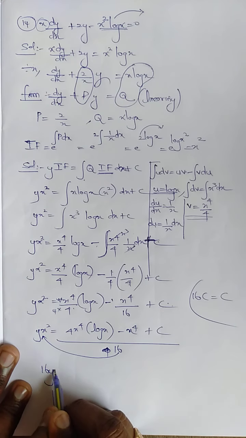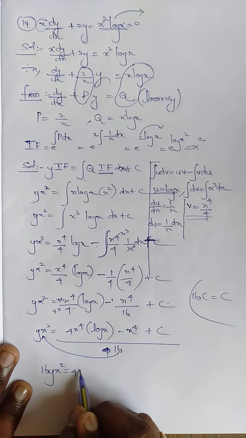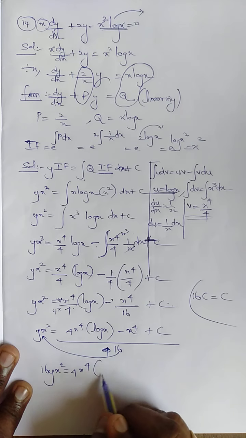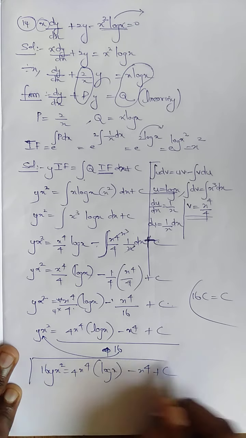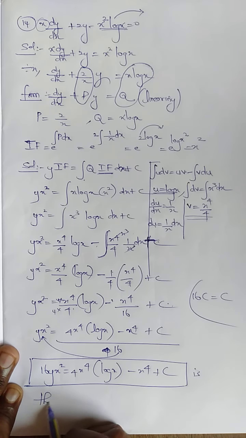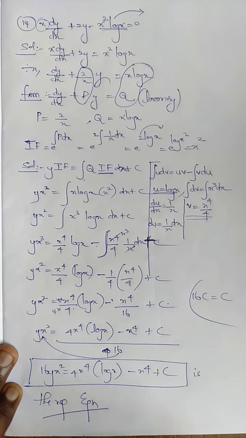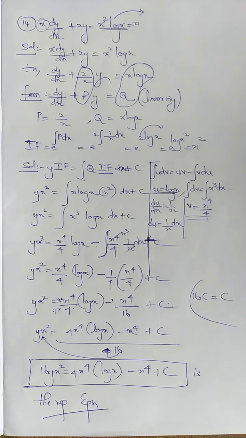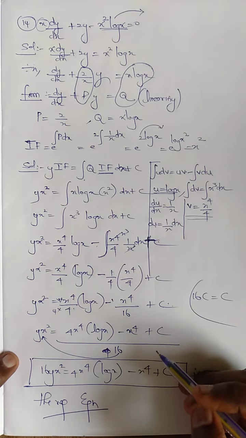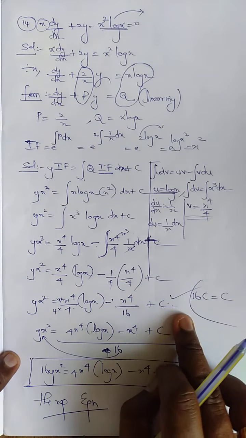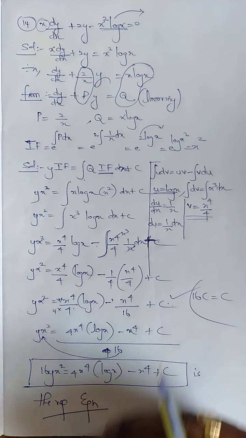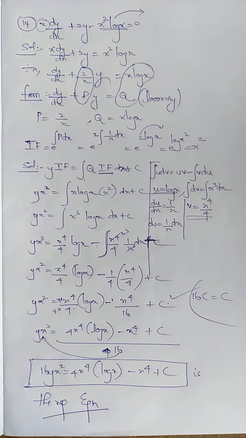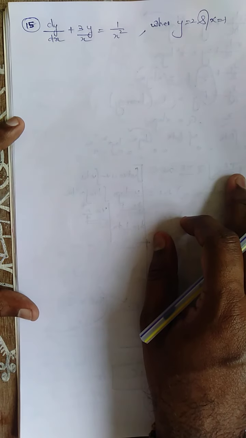So 16 y x square is equal to 4 x power 4 log x minus x power 4 plus c. This is the required equation, just like the previous sum with some changes. That's all. This is the required equation for this sum. The back answer is shorter, but we have produced some extra steps, as in the previous sum. That's all. Now the last sum of this exercise, 15th sum.